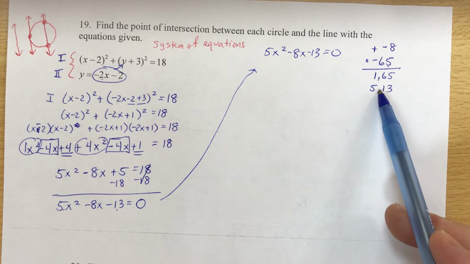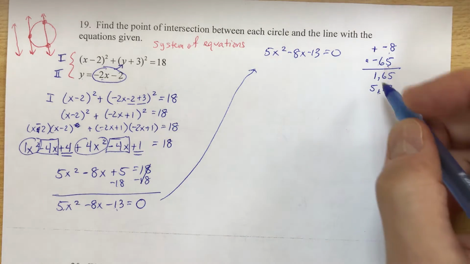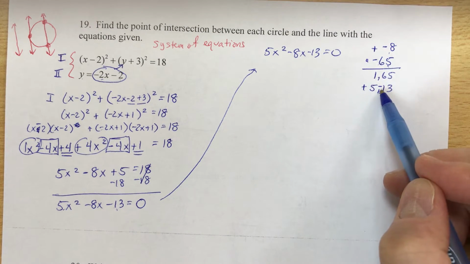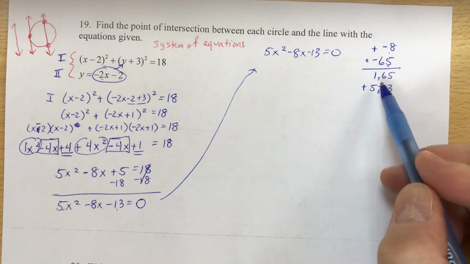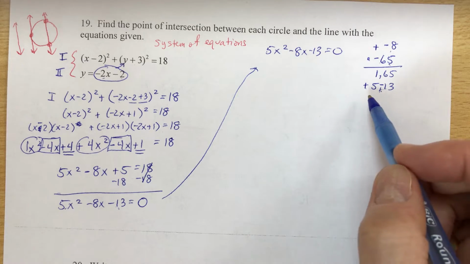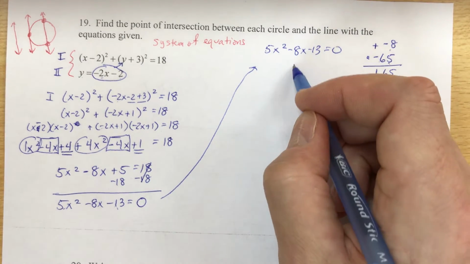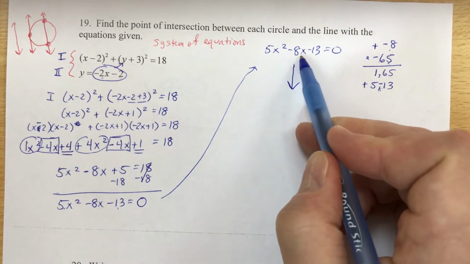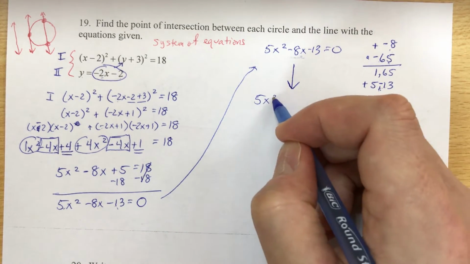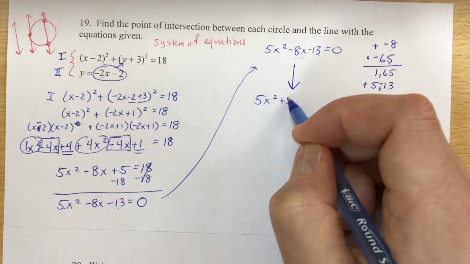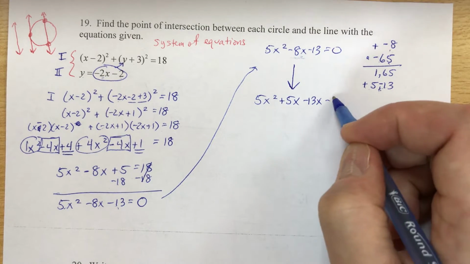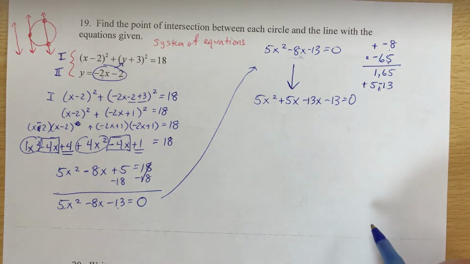Now, which of these can add up to negative 8? Well, plus 5 and negative 13. A positive times a negative gives me negative 65, and if I add those, I get negative 8. So what I'm going to do now is rewrite this where my middle term, negative 8x, is this: 5x squared plus 5x minus 13x, that's still negative 8x, minus 13 is equal to 0.